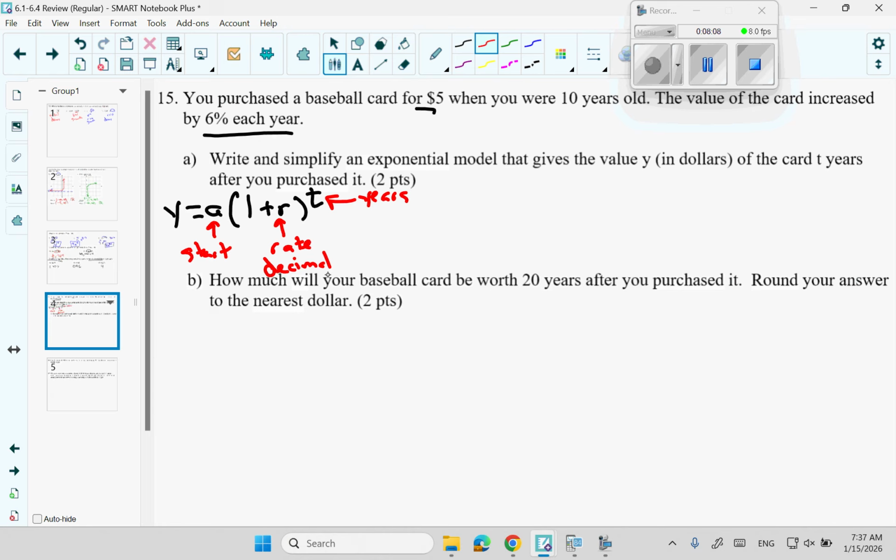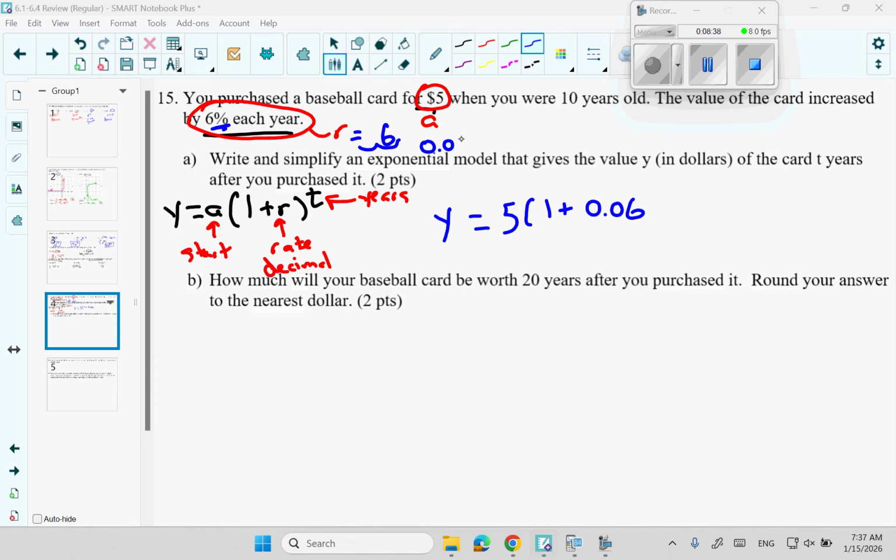So how much did I buy it for originally at the start? $5. So that's going to be my a. The value of the card increased by 6% each year. That's going to be my r. So plugging those in, we get y equals 5(1 plus 0.06) to the power of t, because you have to convert this into a decimal by moving the decimal place over 2 spaces, so 0.06. Technically, we can add those together, so we're going to get y equals 5(1.06) to the power of t.